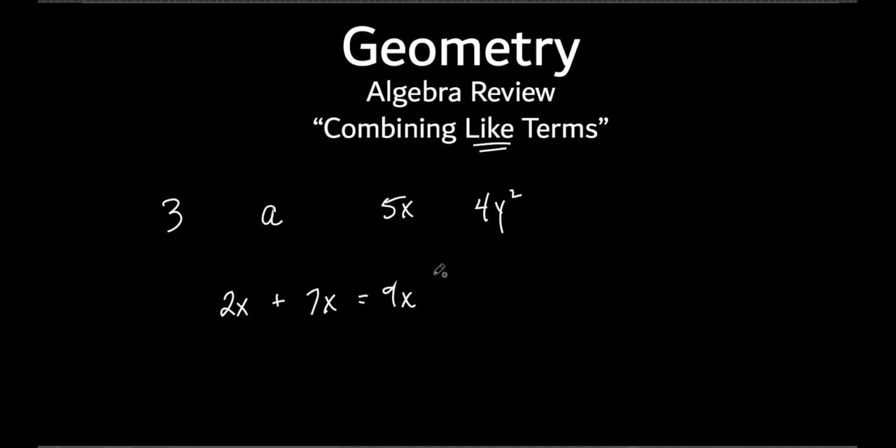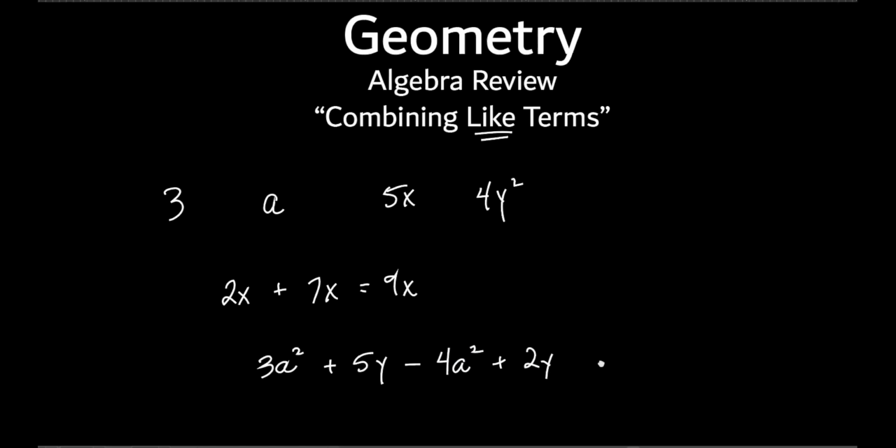I got 2 x's, I got 7 x's. How many x's do I have altogether? I got 9 x's altogether. Okay? Let's do another one. Let's go like 3a squared plus 5y minus 4a squared plus 2y. Just made that up, okay?